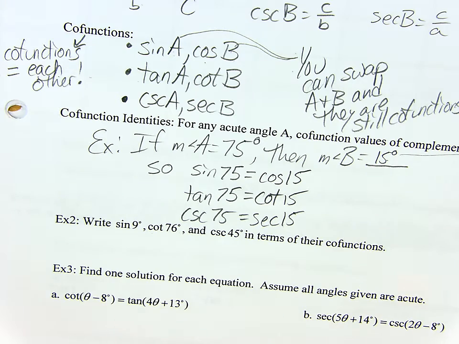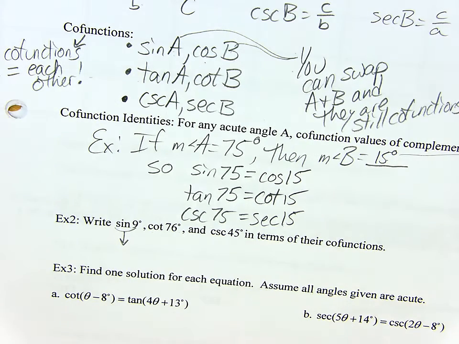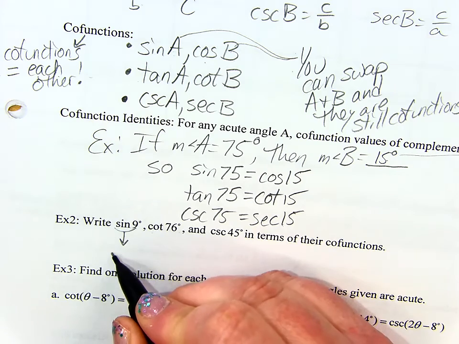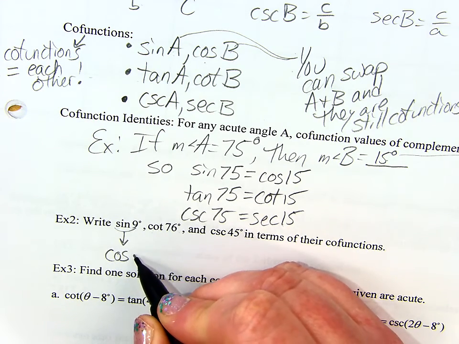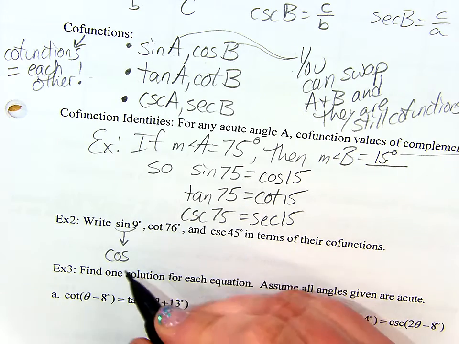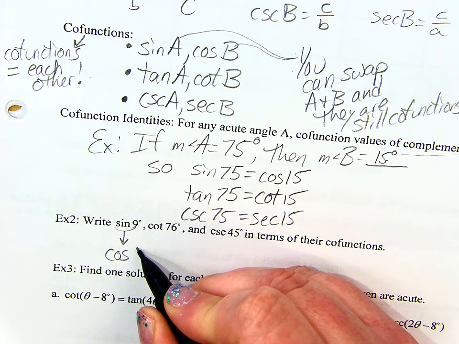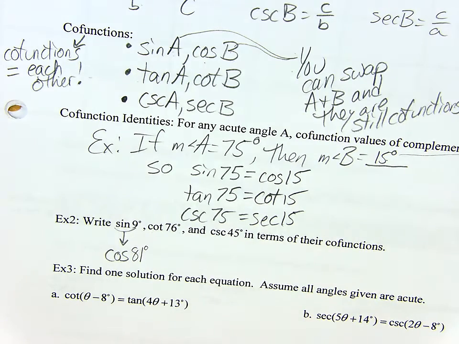How interesting. Okay. Sine of 9. First you ask yourself, well, who's the cofunction pair with sine? It's cosine. And then the number just has to be complementary to 9. So that means it's got to be 81. You see? Look at you guys doing so well.